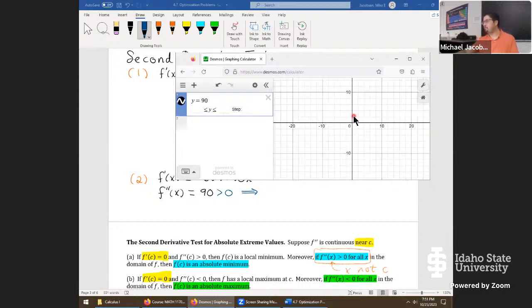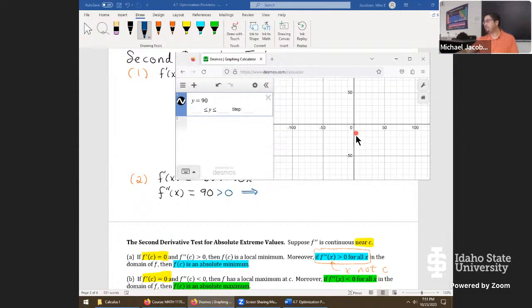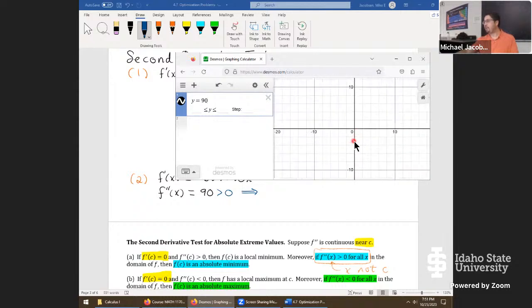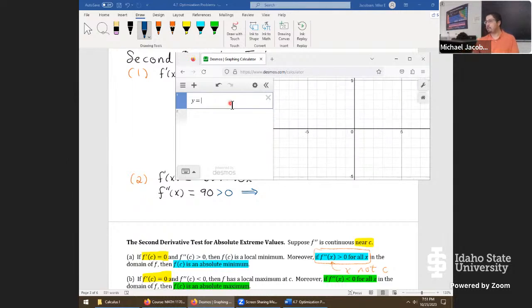We're off the scale on here, but we are in good shape. We're positive for all x's. And if it's something else a little bit nicer, like say x squared plus 1, that would qualify. This is always positive for all x. So if your second derivative runs right here, we would say we have an absolute minimum then in that case.